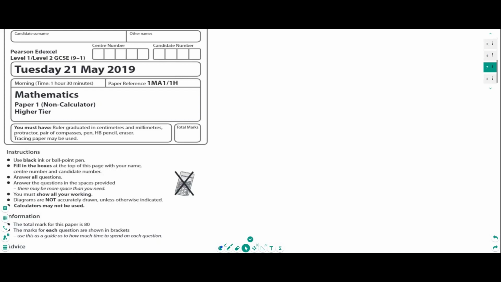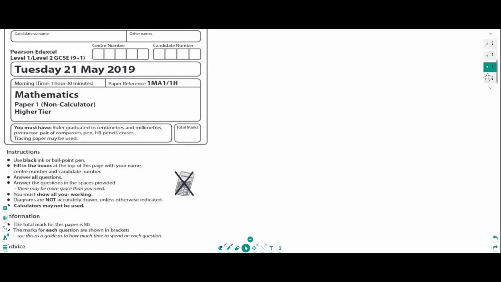Hello, we have a question on our series of worked examples on the higher paper. These are questions that the students found particularly difficult. And the one we've got coming up today is from Pearson Edexcel. It's from the May 2019 exam series.